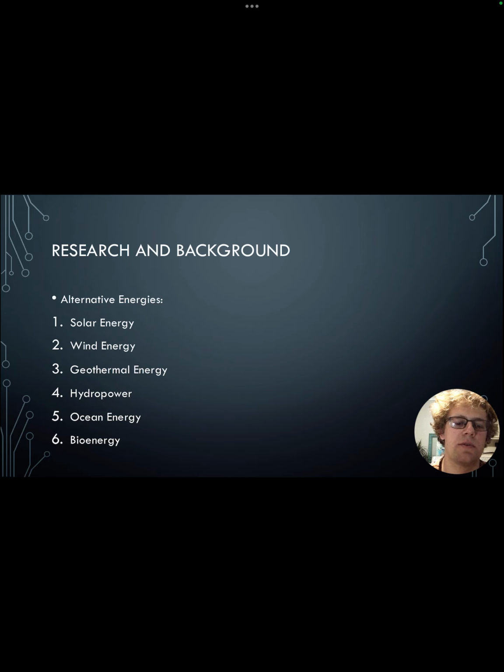Bioenergy is a type of alternative energy that uses biomass, and biomass is then turned into heat energy, and this is converted to electrical energy.